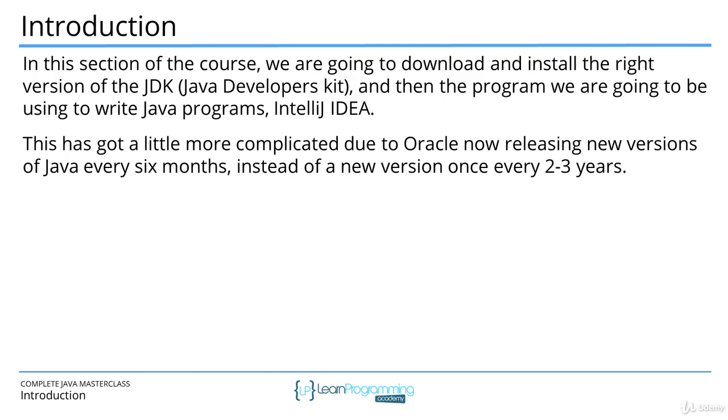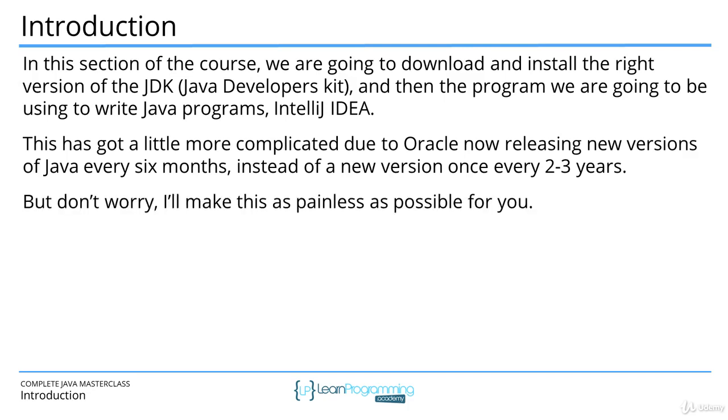Now, downloading and installing the right version of Java has become a little more complicated due to Oracle now releasing new versions of Java every 6 months, instead of what used to happen when a new version only came out once every 2 to 3 years. But don't worry, because I'm going to make this as painless as possible for you as we move forward.